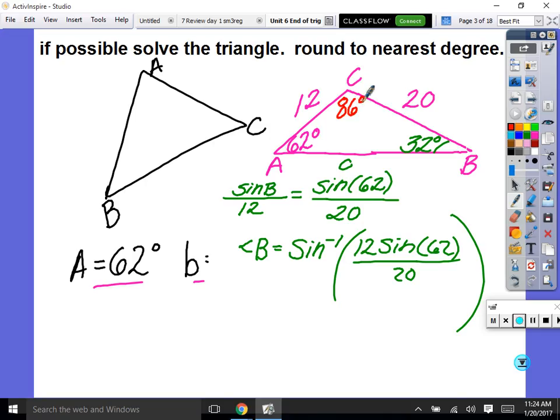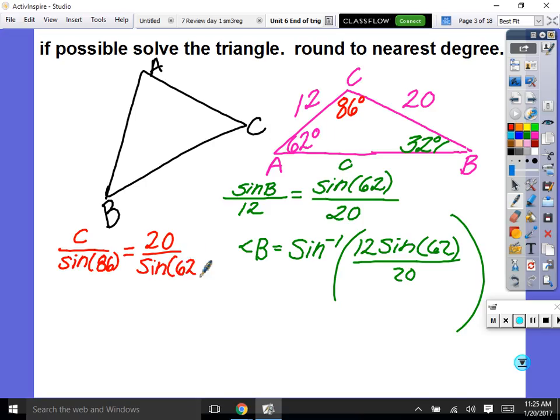Are we good? Now our last step is to solve for side C. We go C over the sine across from it: C over sine of 86 equals, and we could use either, so I'm going with 20 over sine of 62. Now we're solving for C. So C is going to be 22.6.